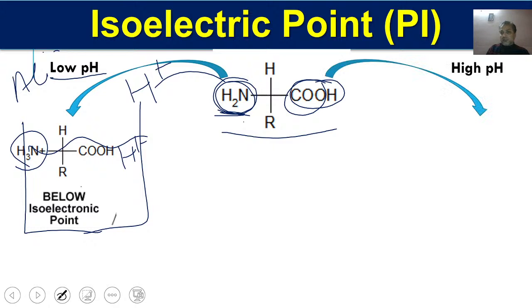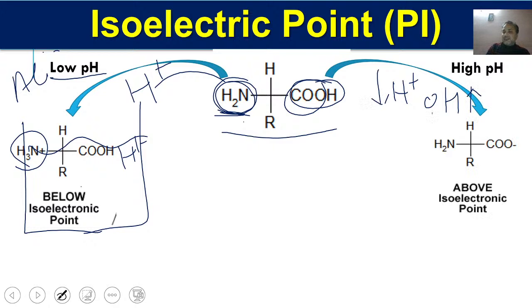Similarly, if you go towards the other side, the alkaline side, where pH is high, an alkaline medium means the H plus concentration is very low, or the OH concentration is very high. So OH is high, H plus is low. In that case, the COOH group is going to release its H plus, so it will be converted into a negatively charged molecule. So at higher pH, the alkaline side, it is negatively charged. At lower pH, towards acidic pH, it will be positively charged.